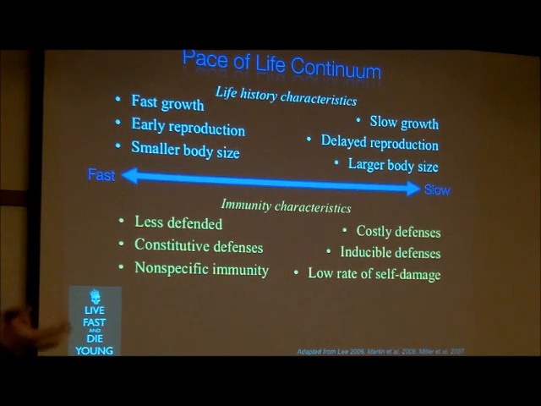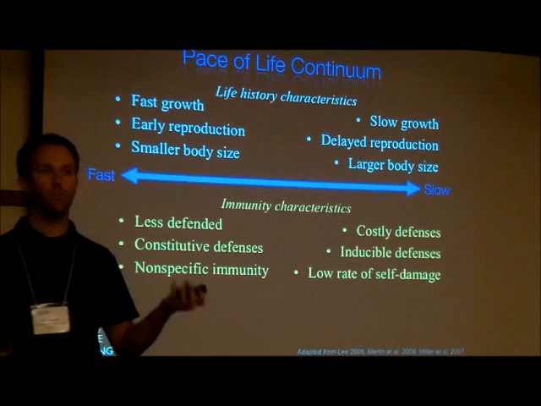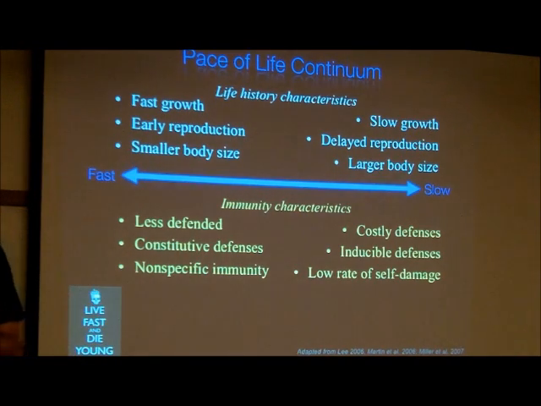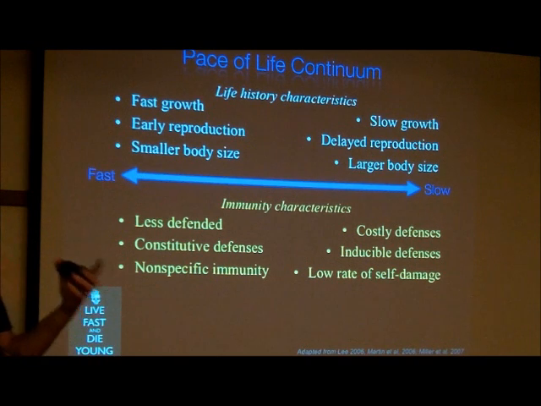Fast species, because they're spending less time on Earth, right? They're less likely to get exposed to parasites. They'll probably be exposed to fewer parasites in terms of absolute number and in terms of diversity. Maybe therefore they invest fewer resources in defenses, and those defenses they have might be more likely to be non-specific and constitutive. Slow species, on the other hand, they're going to be around, they're going to get hit with parasites, it's just a question of when. Maybe they're more likely to invest in costly defenses, especially those that are going to have a low rate of self-damage.